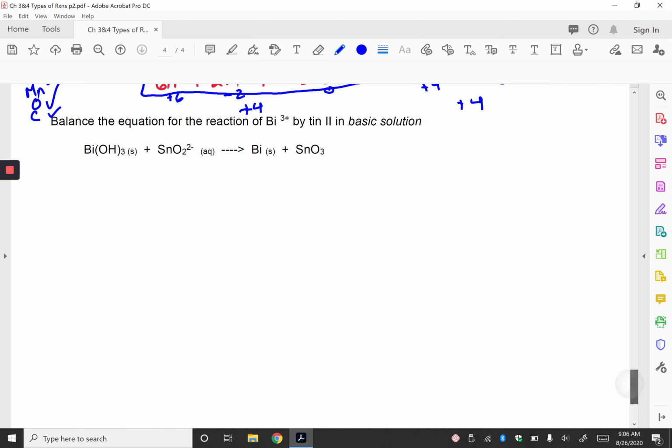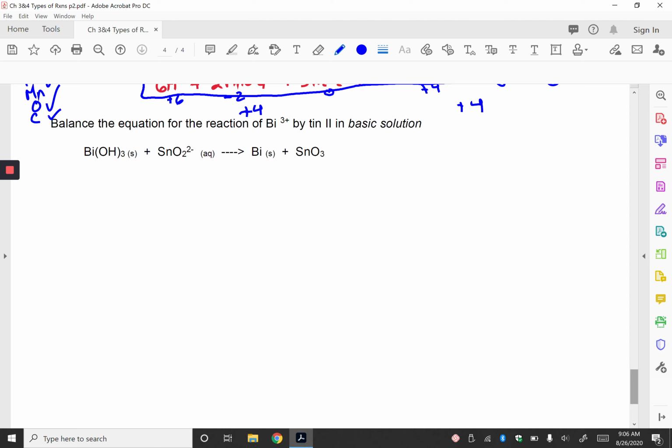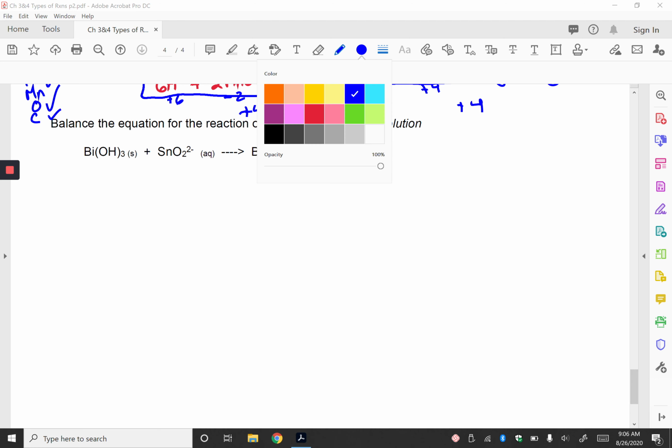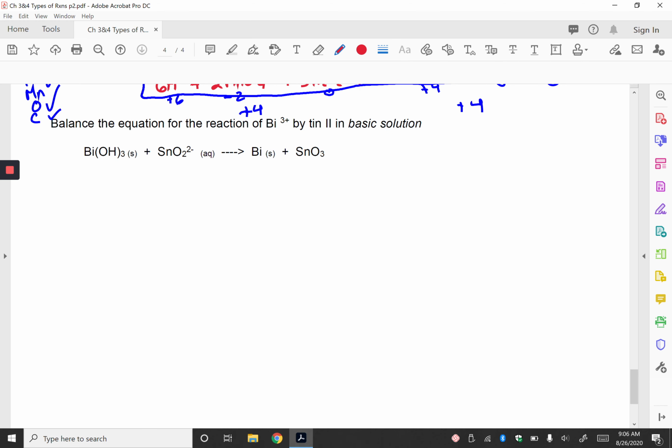Okay, let's try this one. This is a fun one. It's a basic one. So first we want to assign oxidation states and figure out what was oxidized and what was reduced. Again, you do not need to be able to do that in order to balance it, but we'll do it because it's a skill that we need to know how to do.